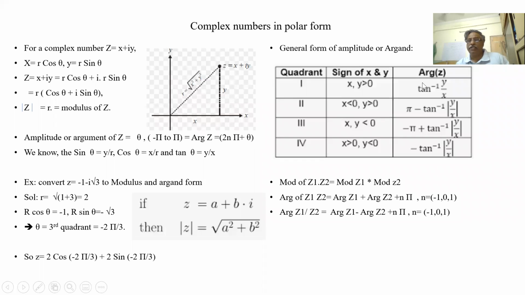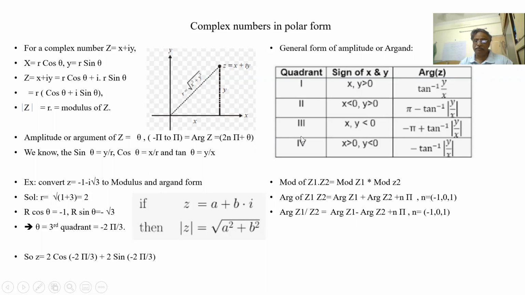So these are the tan inverse arguments. If it is in first quadrant, y is plus, x is plus, so y by x. In the second quadrant, y is plus, x is minus, so we write it as pi minus tan inverse y by x. Pi minus tan inverse y by x. This is the quadrant. This is the argument.